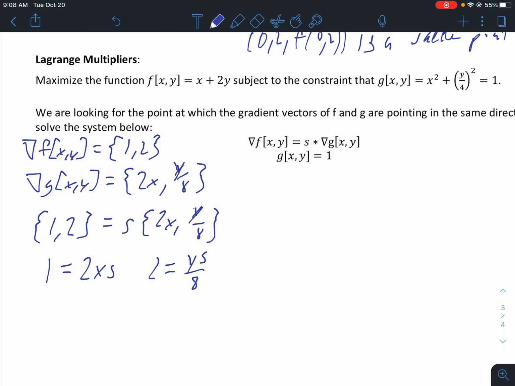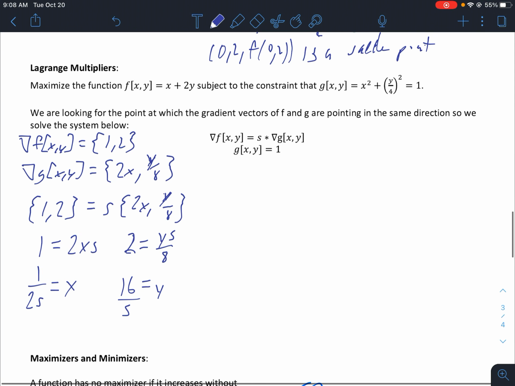What I'm going to do is solve these for one of the variables. It doesn't really matter which one you choose. I'm going to solve the first one for x, and the second one, dividing by s, for y. So x equals 1 over 2s, and y equals 16 over s.